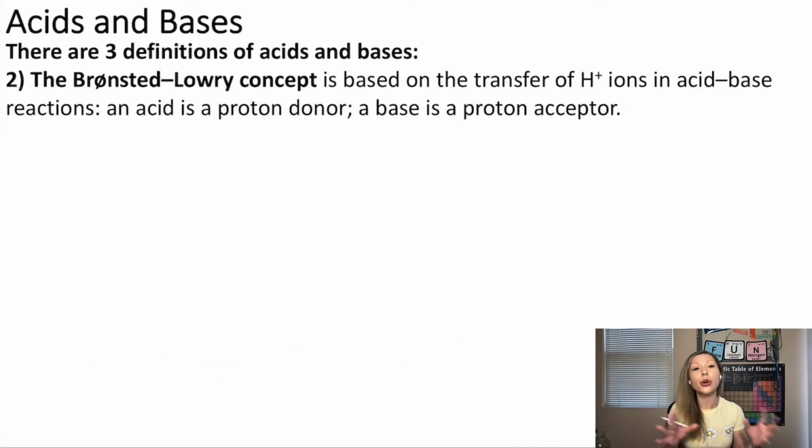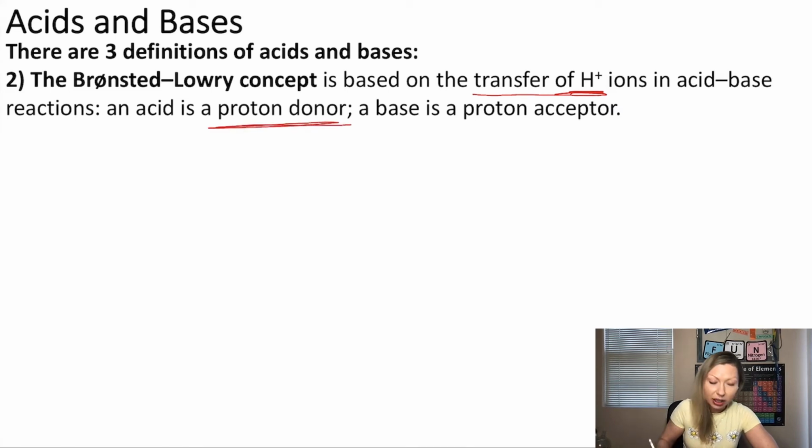So later, Brønsted and Lowry came up with a new concept, which is based on a transfer of the H plus ions, or transfer of protons in an acid-base reaction. So they said that an acid is going to be a proton donor, so a substance that gives away an H plus, and the base is going to be a substance that is going to accept that proton, so a proton acceptor. So let's look at an example.